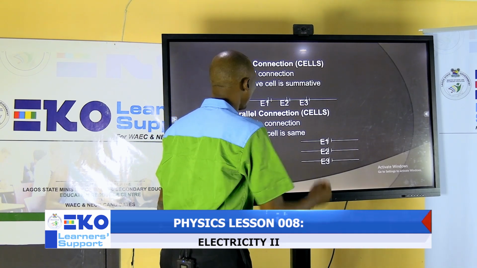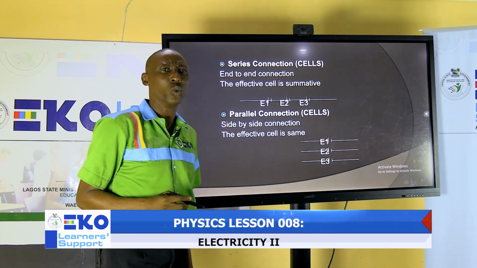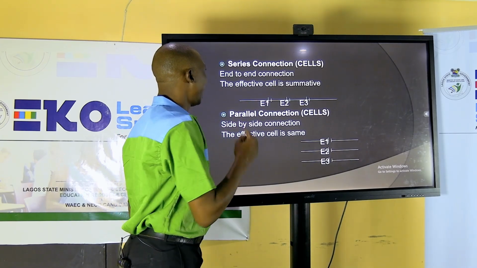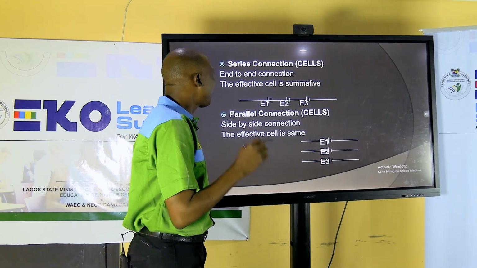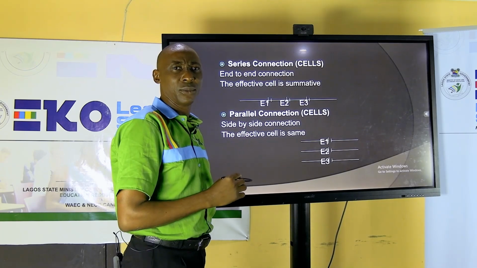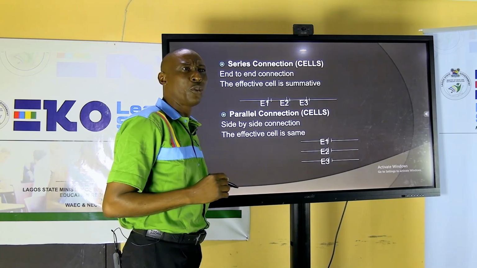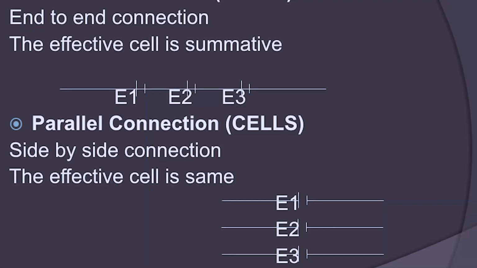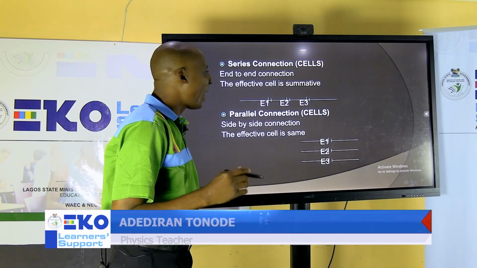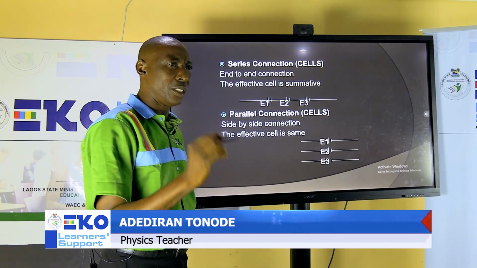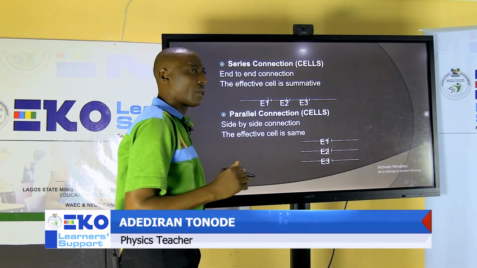But we also need to know concerning these two, that when they are connected in series, the effective cell is summative. That is, if the EMF of cell 1 is 2 volts, that of cell 2 is 2 volts, and cell 3 is 3 volts, you have the effective cell by adding them together, 2 plus 2 plus 3, which is going to give us 7 volts.